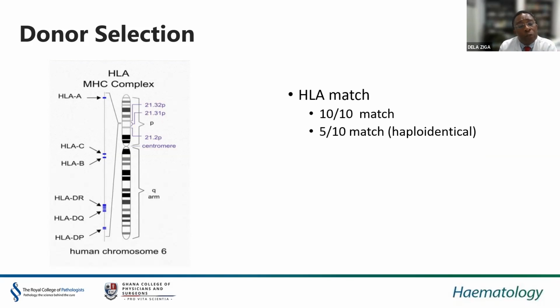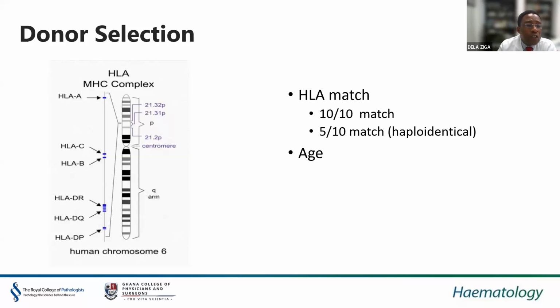If the donor and the recipient match at all 10 sites, it is determined that it's a 10 out of 10 full match. If the match is on 5 of the 10 sites, 10 alleles, then it's 5 out of 10. If it is 6 out of 10 sites, then it's 6 out of 10.